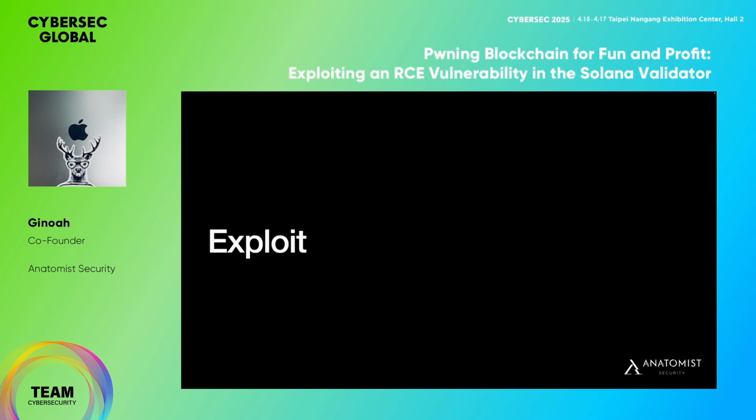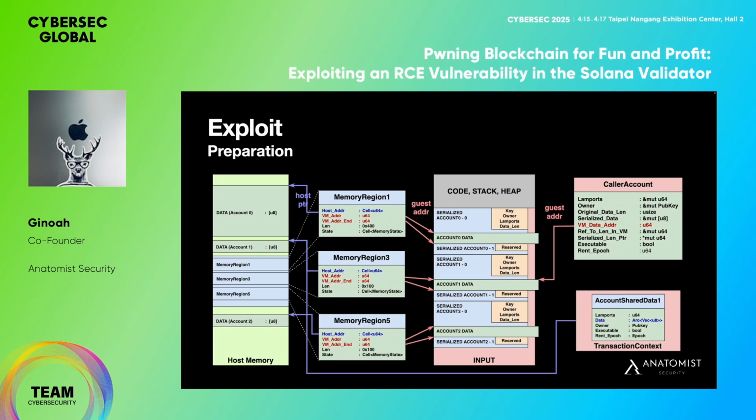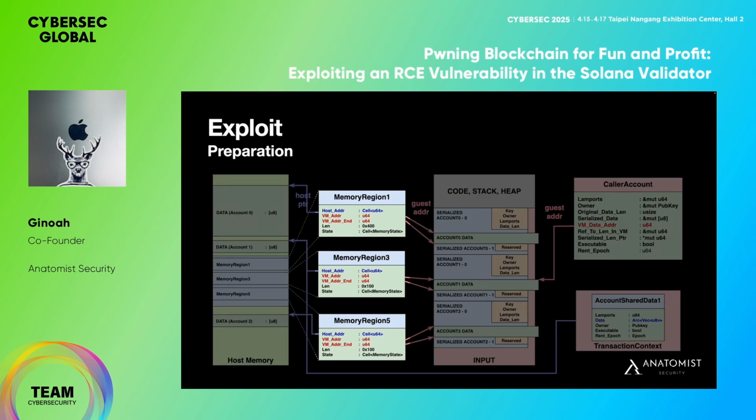Here are the detailed steps to gain an arbitrary memory read-write primitive. First, we need to prepare 3 accounts owned by the attacker program. Here's the initial state. We omit memory regions irrelevant for this exploit and only show memory regions 1, 3 and 5, which correspond to the accounts' data buffers that we'll be using.